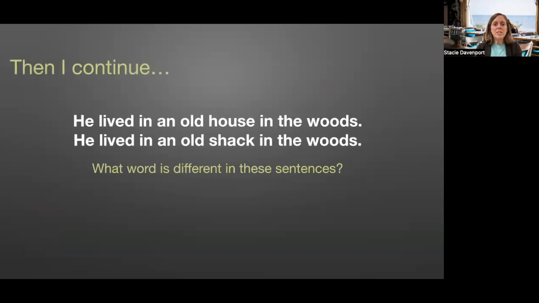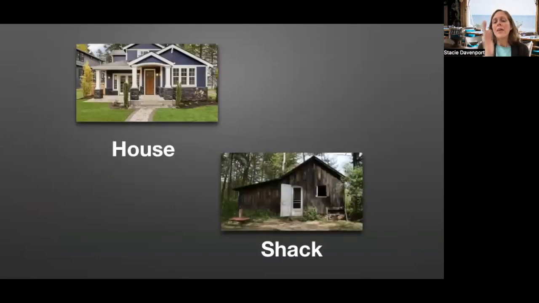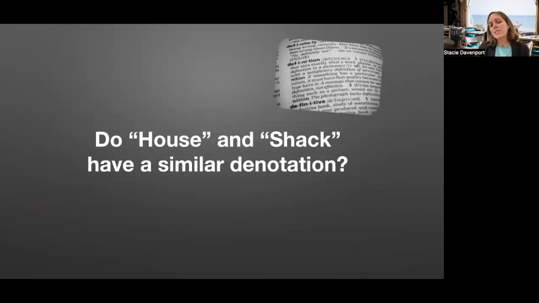So then I'm going to continue. He lived in an old house in the woods. He lived in an old shack in the woods. What word is different in these sentences? So we're going to look up the definition of house and shack. Then I'm going to have a little picture definition for them. And then I'm going to ask them, do house and shack have a similar denotation?